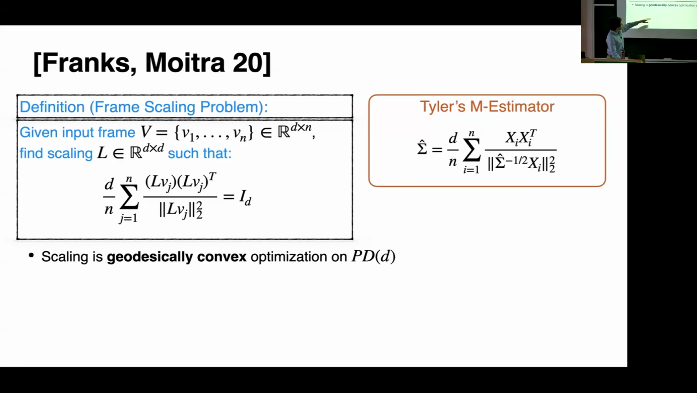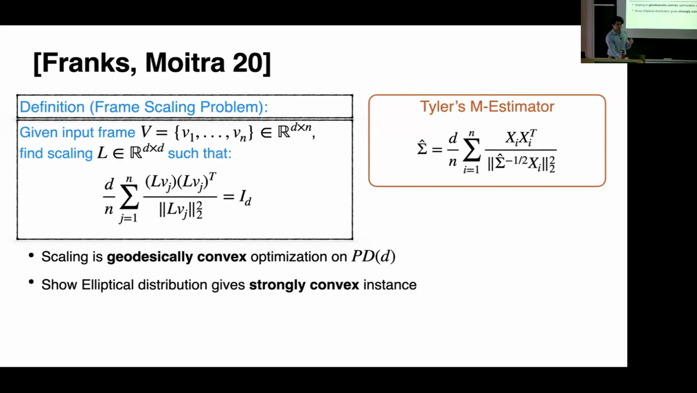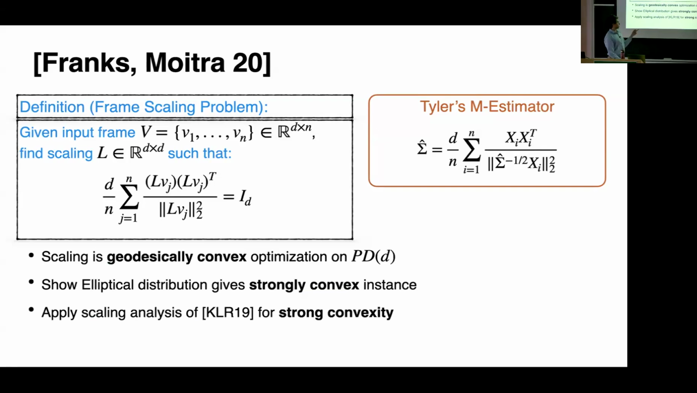And scaling you can analyze using this thing called geodesic convexity. And better yet, elliptical distributions produce instances that are strongly geodesically convex. So this is the main contribution of Franks and Moitra. So you can actually give strong quantitative bounds. You can use scaling analyses for strongly convex instances to give strong quantitative bounds on Tyler's M-Estimator.